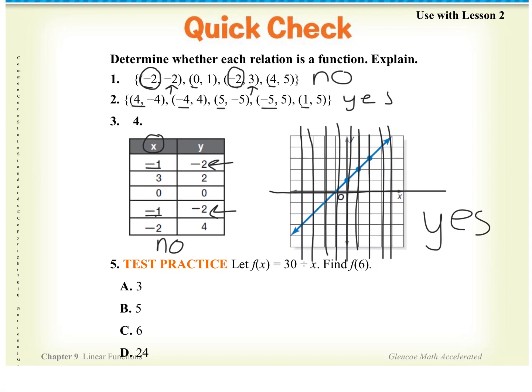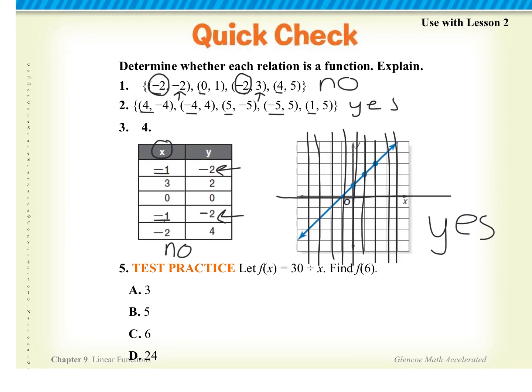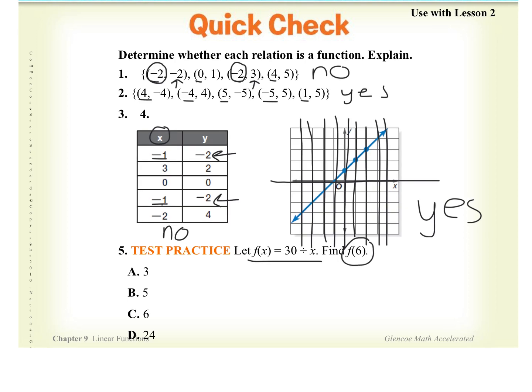Okay, what about number 5? These are good practice problems for that end of year NSCIS test. When it gives us a function, so it gave us f of x equals 30 divided by x, and then it gives us this right here. What does it want us to do? Substituting the 6 for the x. Yep, so we're going to take 30 divided by 6. All I did there was plug in 6 for x. So what's our answer? 5. So our answer is B. Any questions over the quick check?